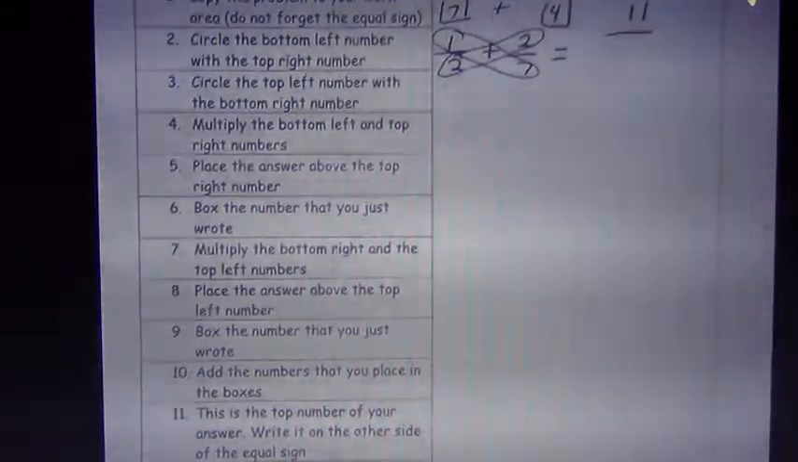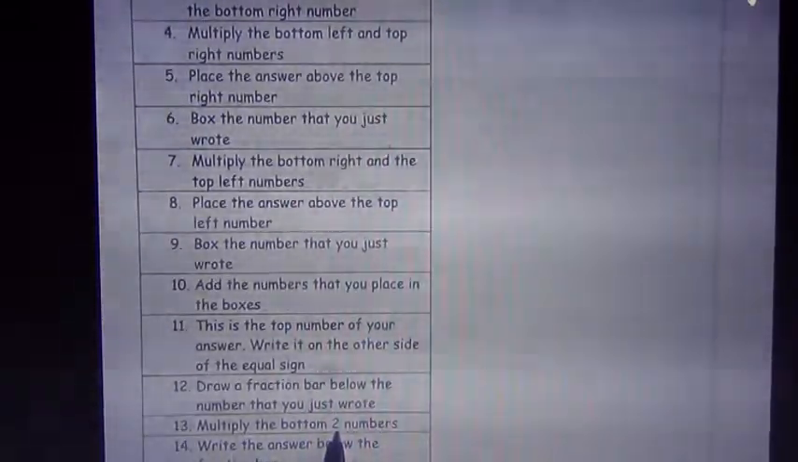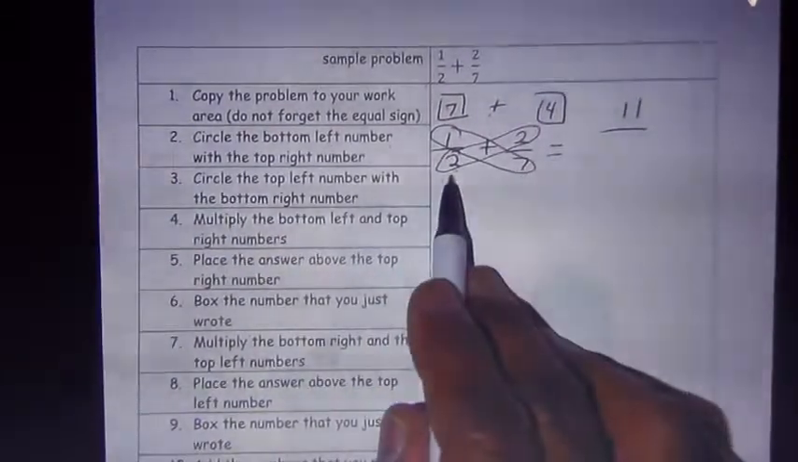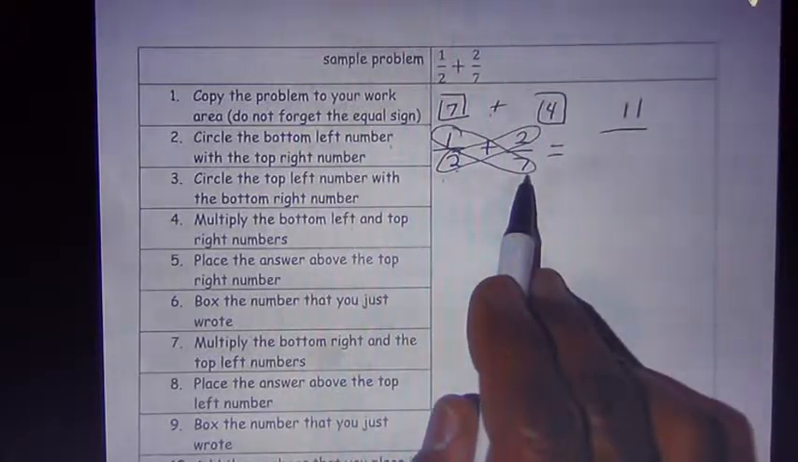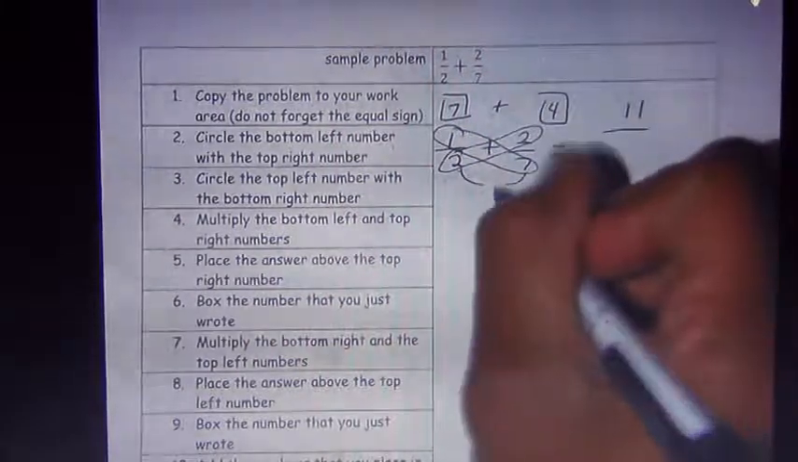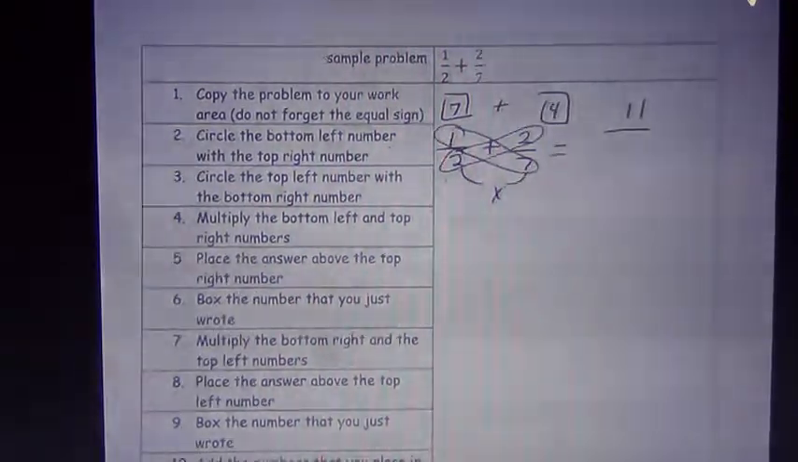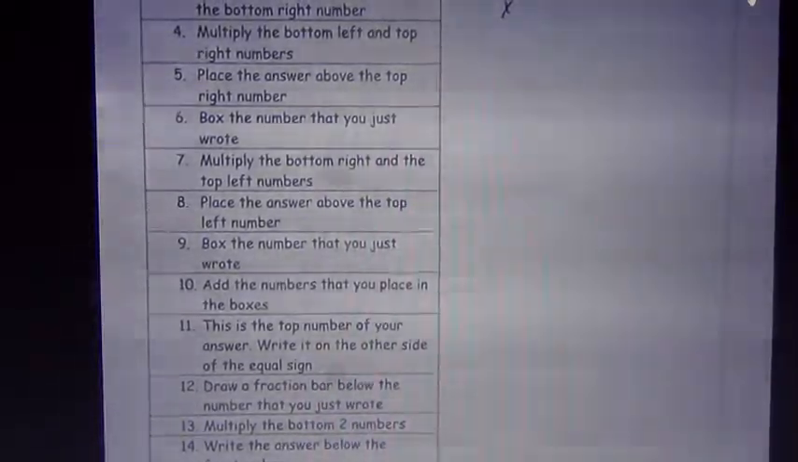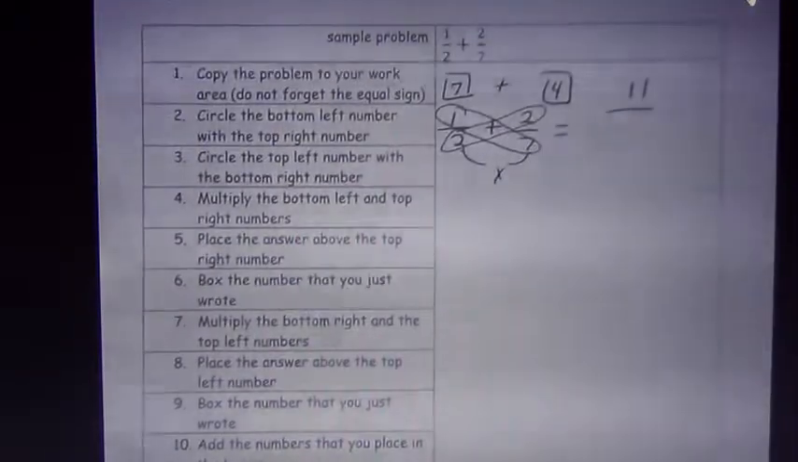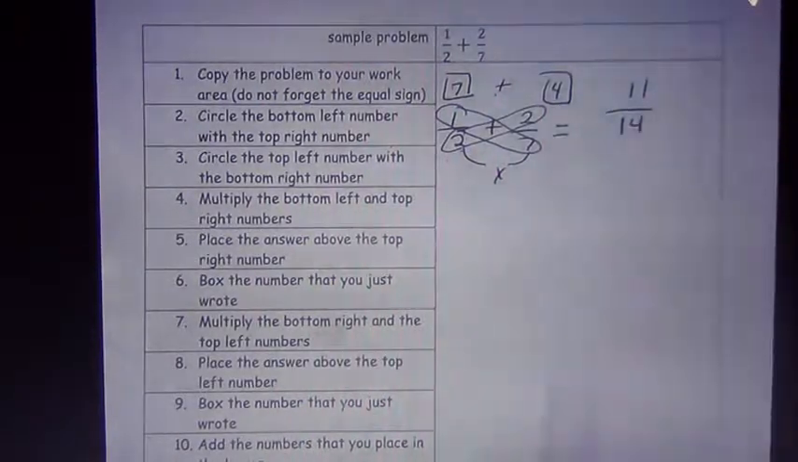The next step says to multiply the two bottom numbers. My two bottom numbers are 2 and 7. 2 times 7 equals 14. Write the answer below the fraction bar. Again, 2 times 7 is 14. You write it below the fraction bar.